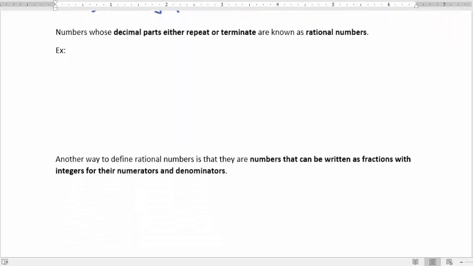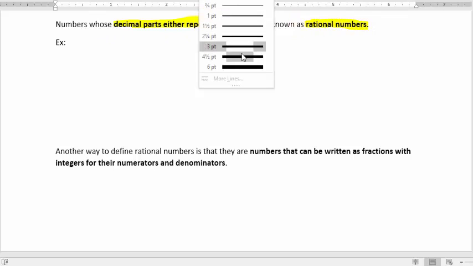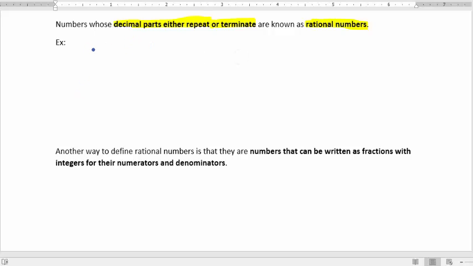And then, of course, since irrational numbers were numbers whose decimal parts didn't repeat and didn't terminate, numbers whose decimal parts repeat or terminate are called rational numbers, right? So pretty much all the numbers we've dealt with up to now have been rational, right? Like if I have 1/3, what is 1/3? It's 0.333 repeating. That repeats, so that's rational.